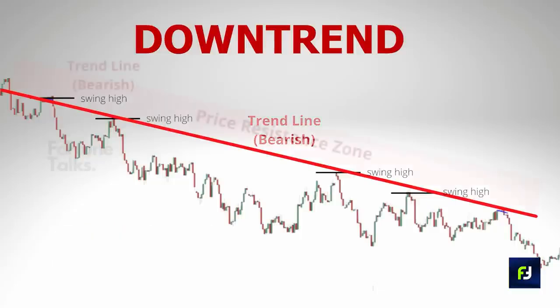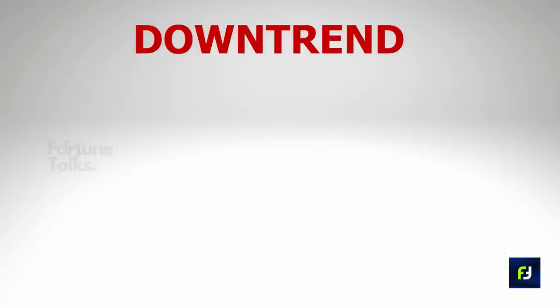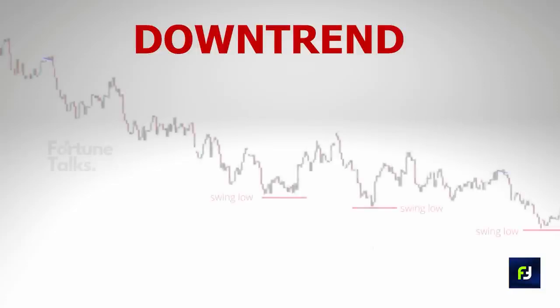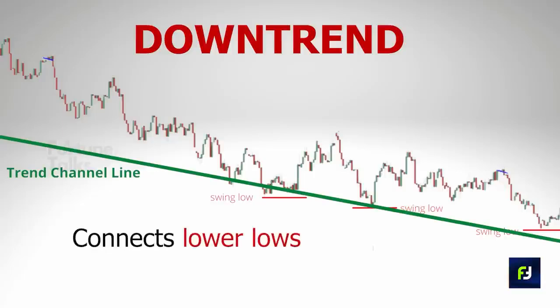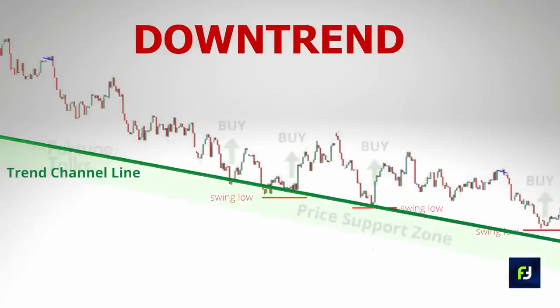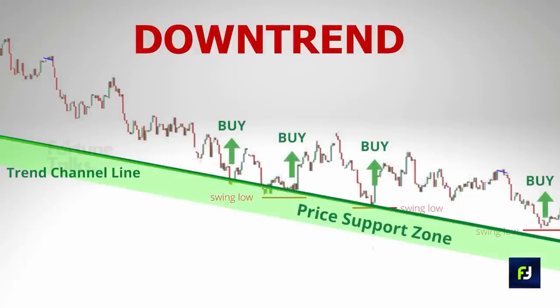The trend line so formed acts as an area of resistance from which we can trade the impulse move to the downside, or simply we can place a sell order when the price reaches the trend line. As in the previous case, if we plot the lower lows and then draw a line connecting all these lower lows, we will get a trend channel line which will act as a support for the future prices. And it is from this trend channel line that we can place buy orders to trade the corrective move.